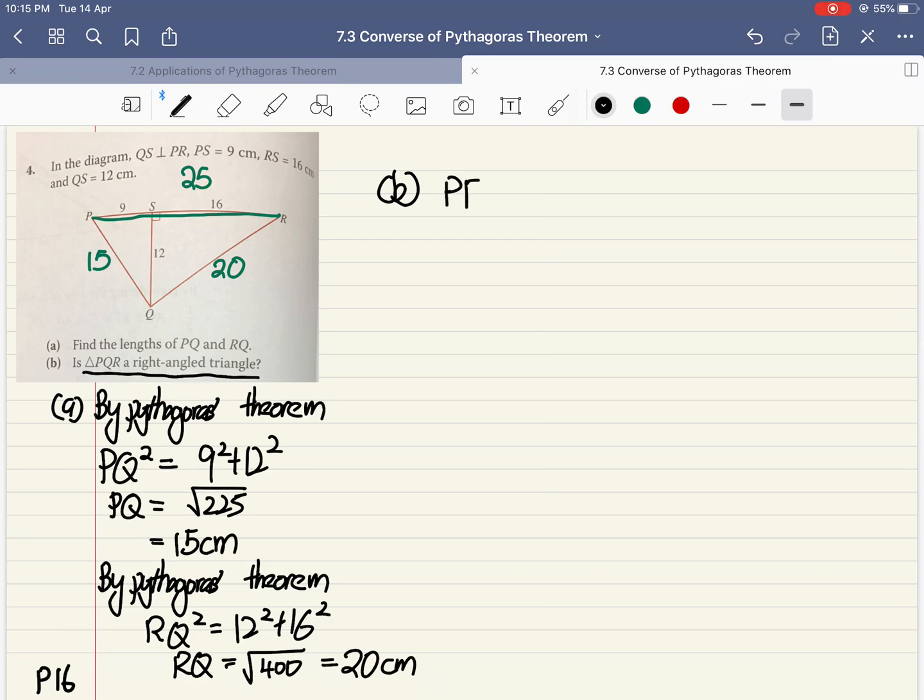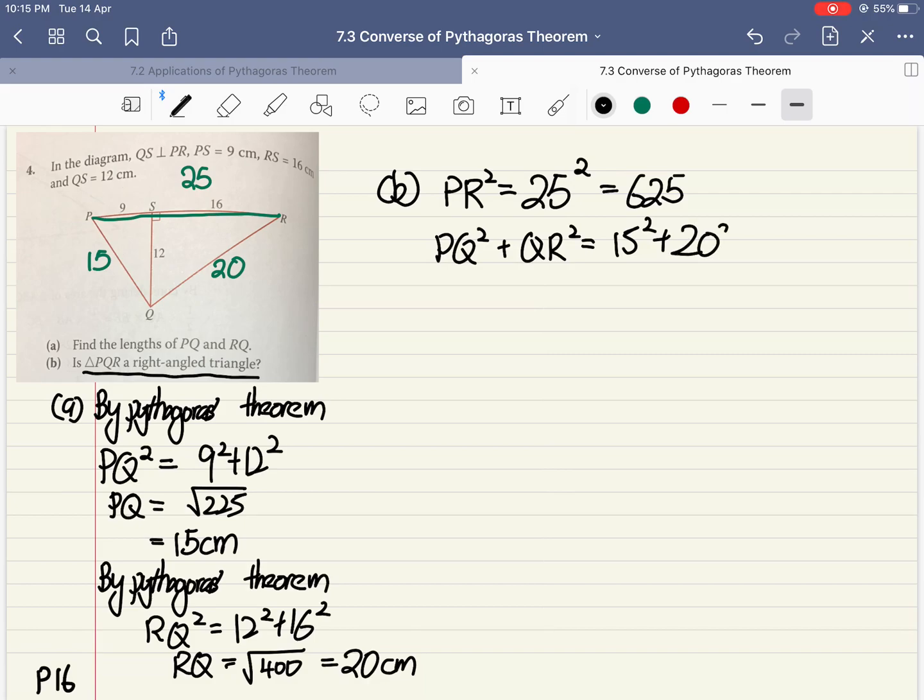So what I'll do here in part B is I will say that we find the hypotenuse, which is 25, or the longer side. PR square is equals to 25 square, which gives me 625. PQ square plus QR square is equals to 15 square plus 20 square. It gives me the same value of 625. You notice the working, it just repeats itself.